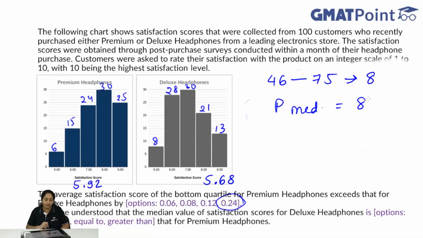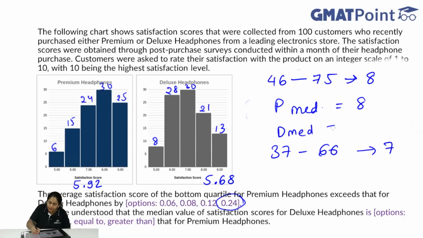Now let's do the same thing for deluxe headphones. What is the median value? So the lowest 8 values are 5. The next 28 values are 6. So 36 values are done. Now from 37 to 66, there are 30 values over here. So from the 37th value to the 66th value is just the 7 score. So what is the 50th value? 7. What is the 51st value? 7. So what is the average of those two values? Again 7. So the deluxe headphones median is 7.